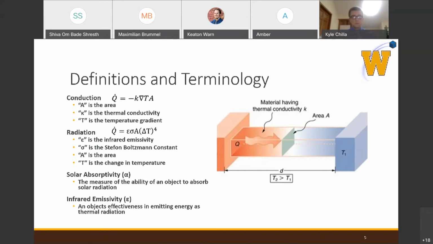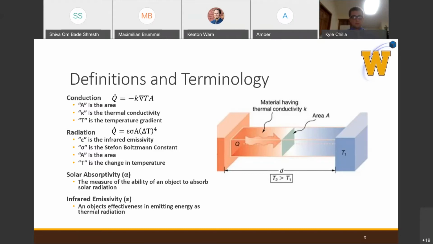You can see from our figure there, we have our T2 is greater than our T1 and it's separated by a distance d. And the equation that it uses is Q dot is equal to negative kappa, where kappa is the thermal conductivity, times the temperature gradient, times its area.